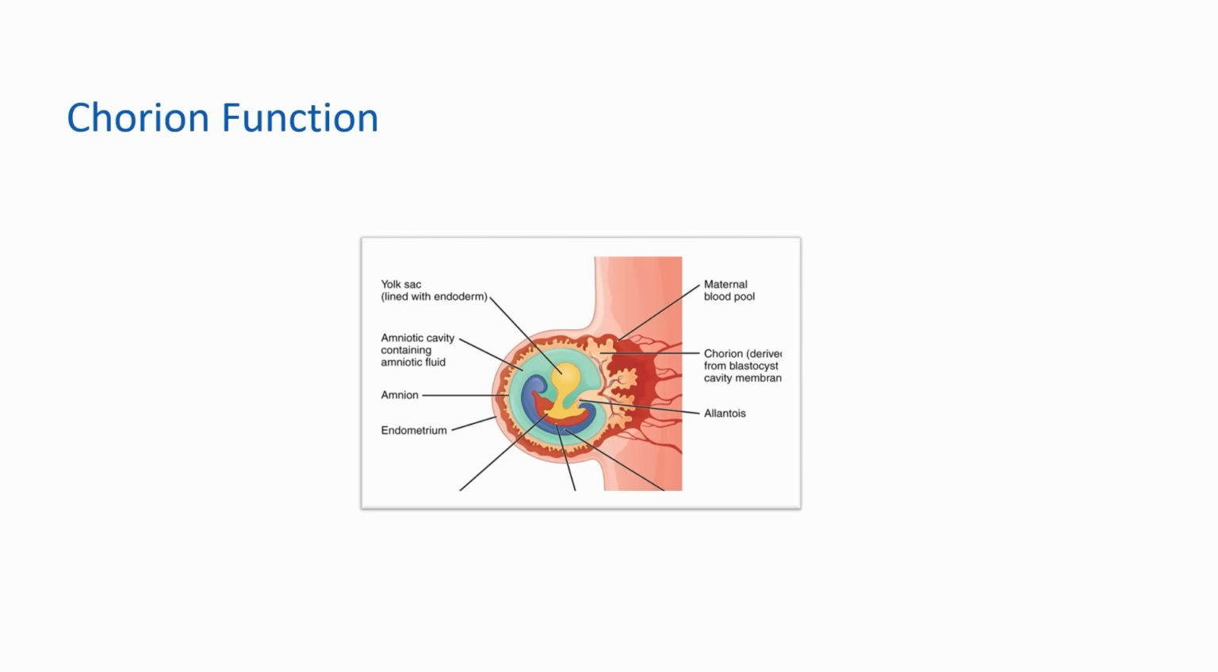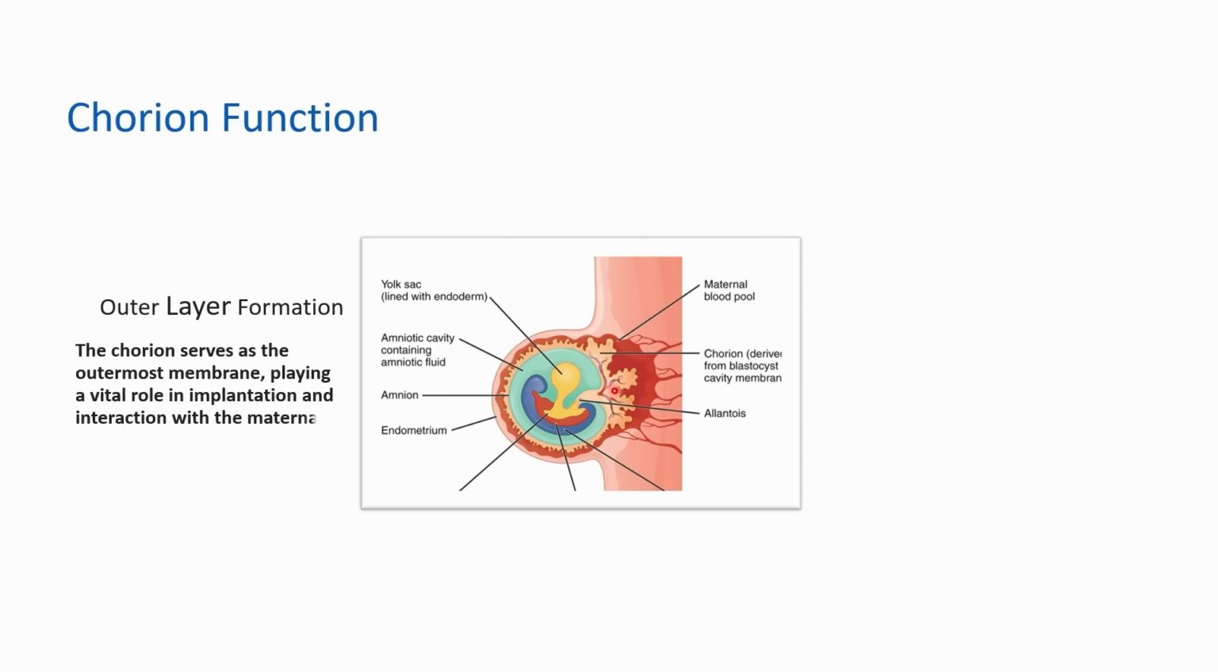Coming to the functions of chorion. Chorion is useful for outer layer formation. The chorion serves as the outermost membrane, playing a vital role in implantation and interaction with the maternal tissue for nutrient exchange. Here you will observe the chorion layer.